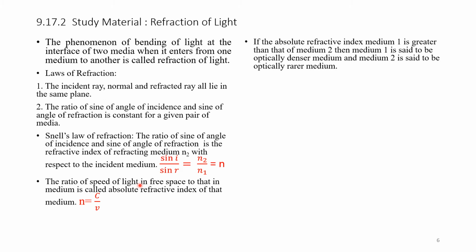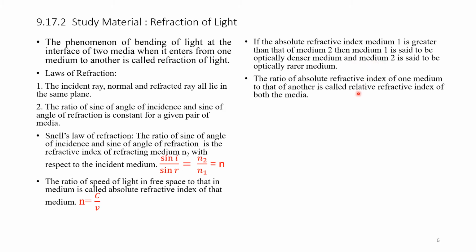If the absolute refractive index of medium 1 is greater than that of medium 2, then medium 1 is said to be an optically denser medium and medium 2 is said to be an optically rarer medium. For example, if the refractive index of glass is greater than the refractive index of air, then glass is the denser medium and air is the rarer medium. The ratio of the absolute refractive index of one medium to that of another medium is called the relative refractive index of the two media.